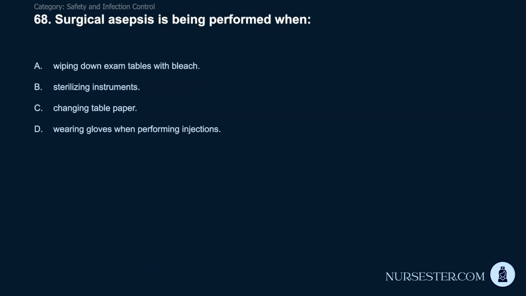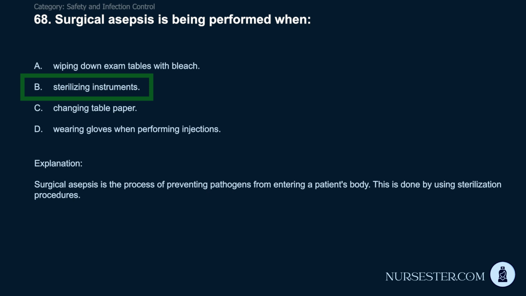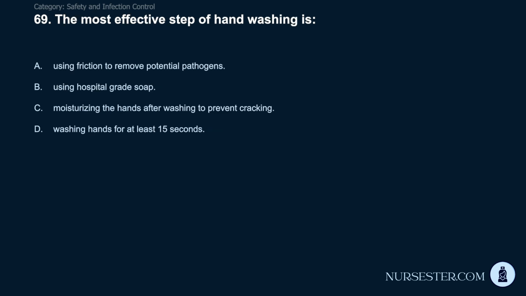68. Surgical asepsis is being performed when A. wiping down exam tables with bleach. B. Sterilizing instruments. C. Changing table paper. D. Wearing gloves when performing injections. Correct answer, B. Sterilizing instruments. Surgical asepsis is the process of preventing pathogens from entering a patient's body. This is done by using sterilization procedures.